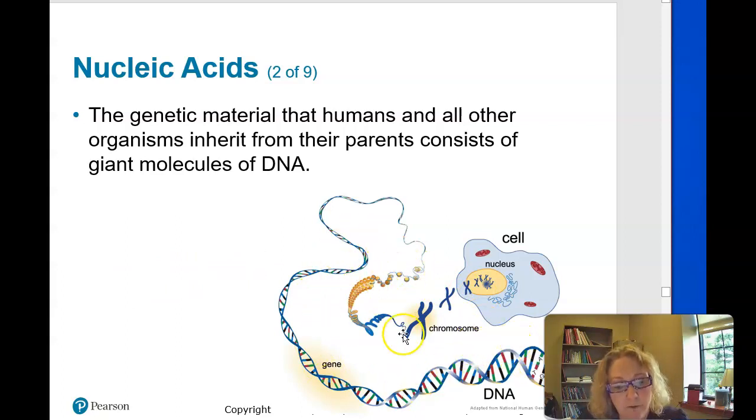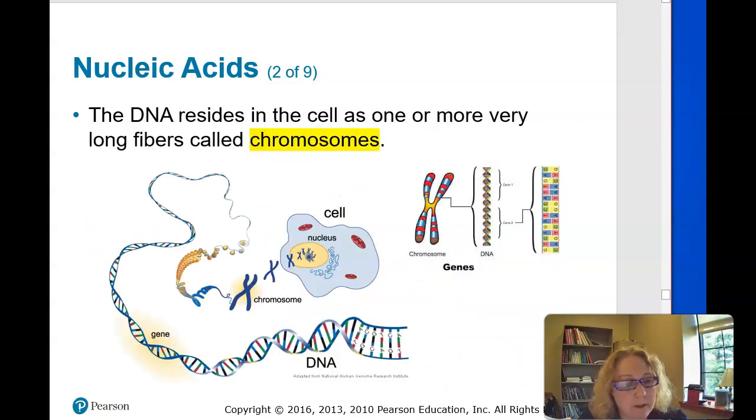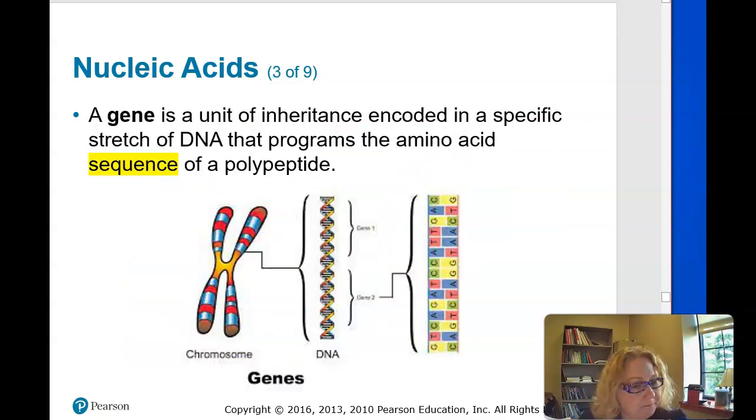Basically, it goes DNA, folds into a chromosome. Actually, it folds around these histones, folds into a chromosome. Those chromosomes are in the nucleus. So DNA folds around a histone, makes a chromosome. The chromosomes are in the nucleus in the cell. So the DNA resides in the cell as one or more very long fibers called chromosomes. So here we have a gene. This is a chunk of DNA that's right here in your DNA, and that's going to get folded around and put into your chromosome, right?